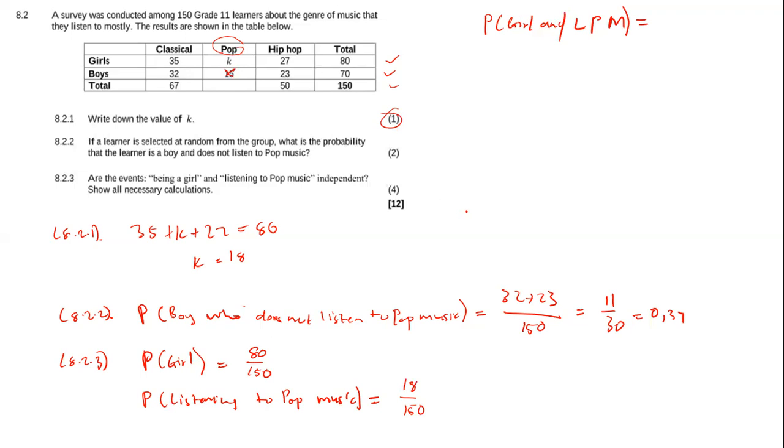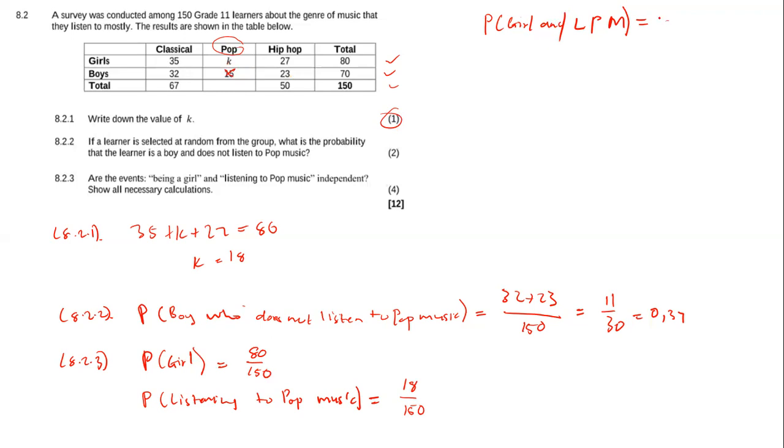It's supposed to be 33. Remember, we want listen to pop music. What is pop music? I think I made a mistake here. It's 18. Listen to pop music, it's 18. And then what is the probability of girl and listening to pop music? Let me see. This is supposed to be 18.